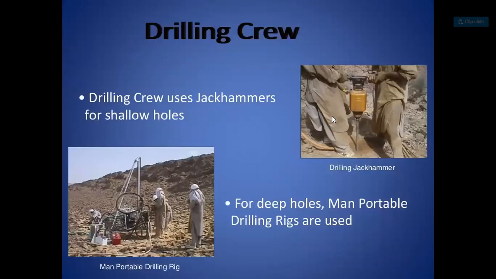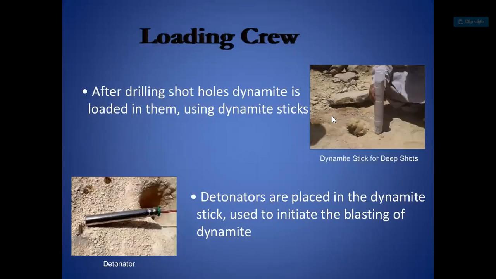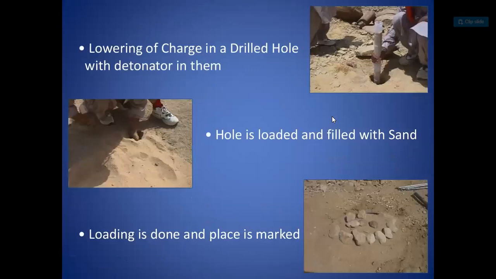And drilling crew. The drilling crew uses jackhammers for shallow holes. For deep holes, man-portable drilling rigs are used. Loading crew. After drilling shot holes, dynamite is loaded in them using dynamite sticks. Detonators are placed in the dynamite stick to initiate the blasting of the dynamite, and the charge is lowered in a drill hole with the detonator in it. The hole is loaded and filled with sand. Loading is done and the place is marked.